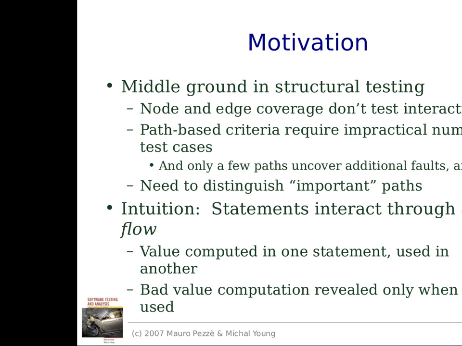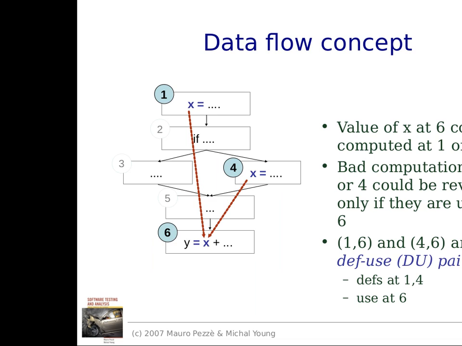Intuitively, statements interact through the data they flow, so maybe we can do some evaluations of the values of statements. And really, a bad value computation is only revealed when it's used. Most programmers are programming for the happy path. They assume that their users put in correct data and then they write their code for it. So we want to look at it from a data value perspective. What happens when we put in rogue data values, or data values that are not anticipated?